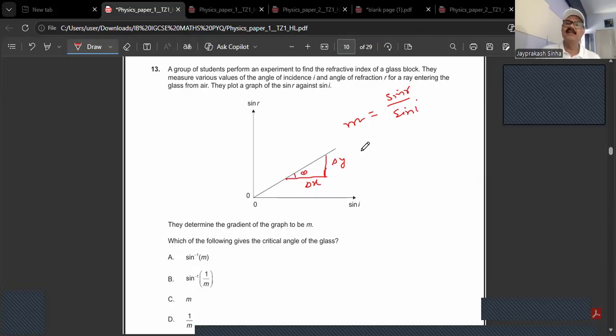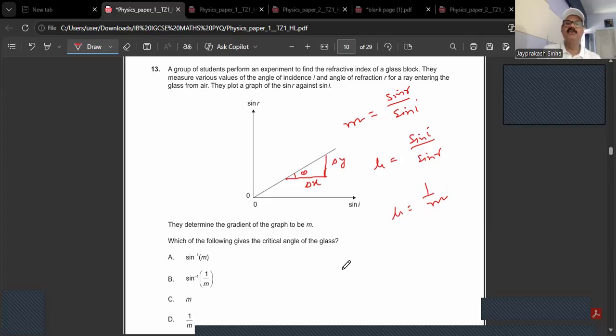Isn't it? And what is the definition of refractive index from Snell's law? As per Snell's law, mu is equal to sine I upon sine R. Already we know. So what is the relation between m and mu? Mu is equal to 1 upon m. Correct? Because m is equal to sine R upon sine I and mu is equal to sine I upon sine R. So mu is the reciprocal of m. So mu is equal to 1 by m.